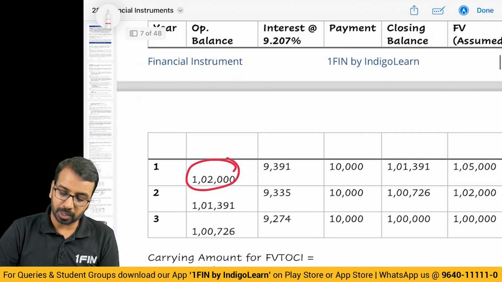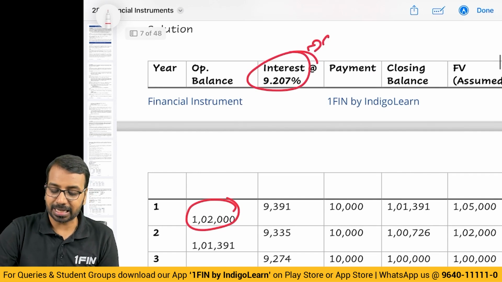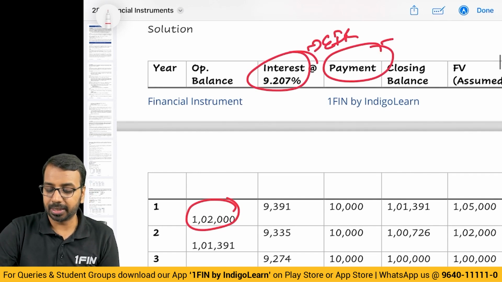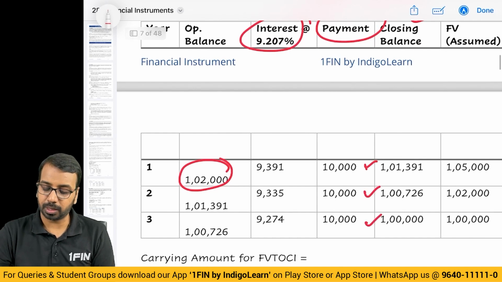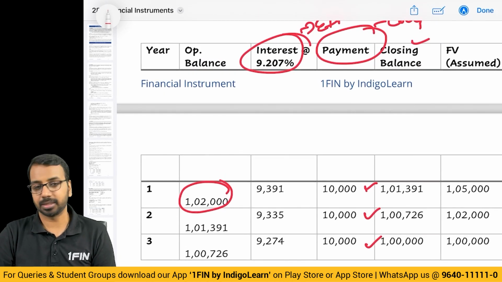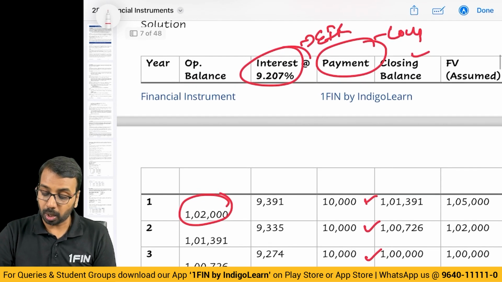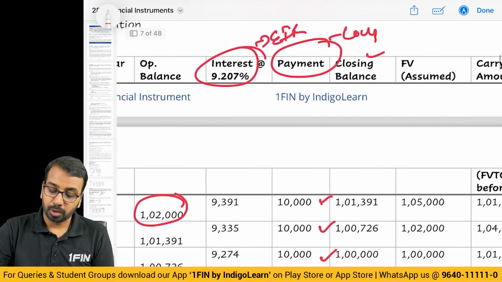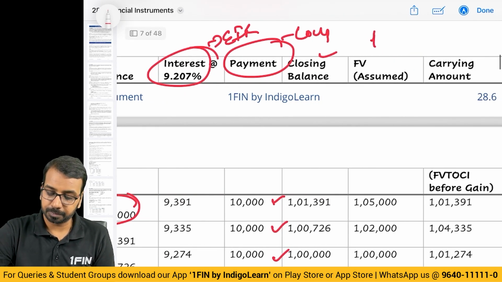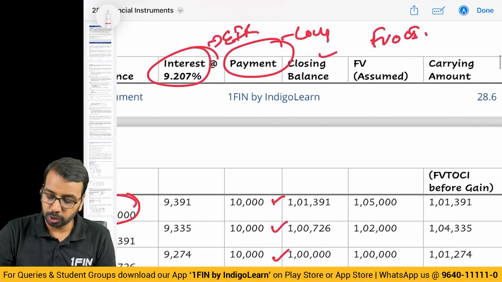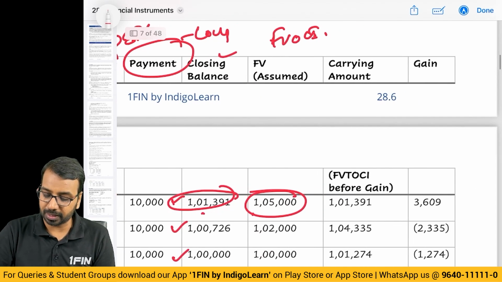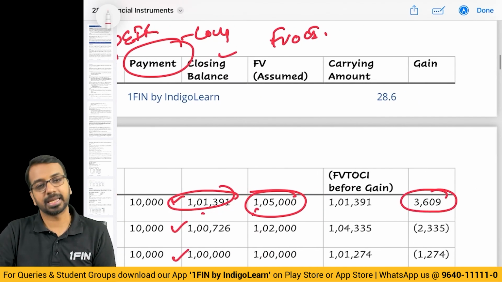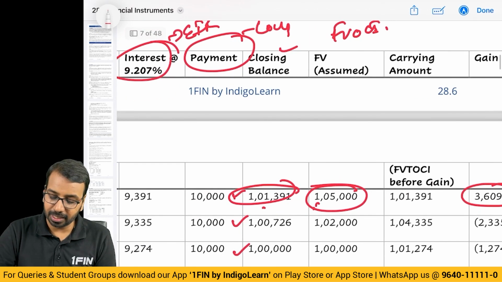So opening balance 1,02,000, interest at the effective interest rate, payment at the coupon rate, closing balance. So the closing balance is 1,01,000 in the first year, and 1 lakh at the end. Now what you have to do, if you are following FVOCI, is compare this closing balance with the fair value, and the difference between 1,01,000 and 1,05,000 will be recognized as gain.